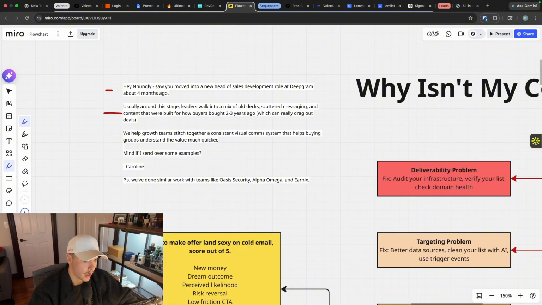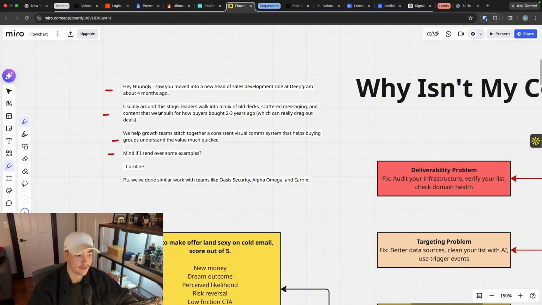A sales argument. So like, okay, why is this relevant? And this gets them to actually read the offer and makes the offer hit harder. And then that earns this part, the offer. Basically, we help growth teams stick together a consistent visual comm system that helps buying groups understand the value much quicker. And then the CTA: Mind if I send over some examples?